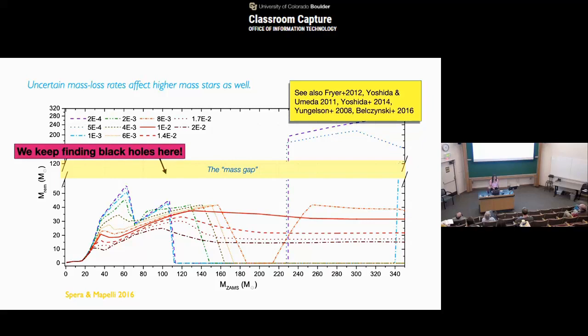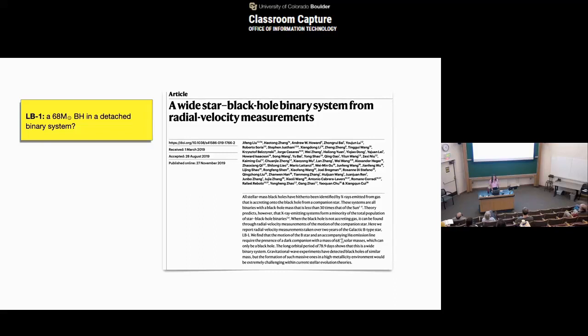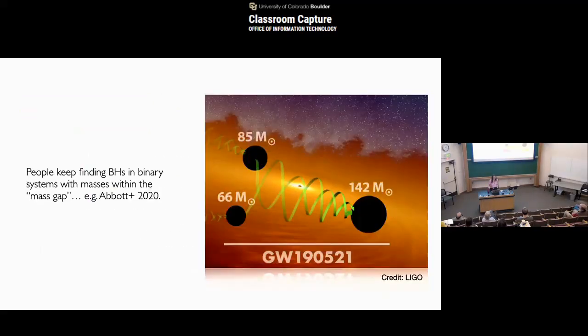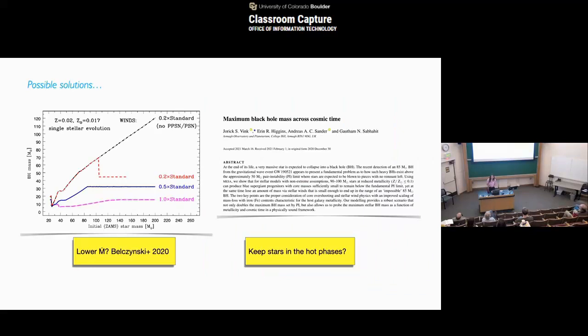But unfortunately, well, not unfortunately, we keep finding black holes in this mass gap. So there was a 68 or 70 solar mass black hole detected in a binary system. This was before LIGO Virgo. We also keep finding binary black holes within the mass gap. So in this case, both of the stars that coalesced to form one black hole were both in the mass gap. And it's really difficult to explain that when so many theoretical models predict we should not see anything there at all. A few things have been put forward.